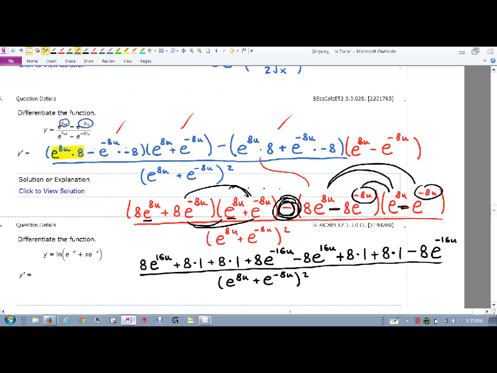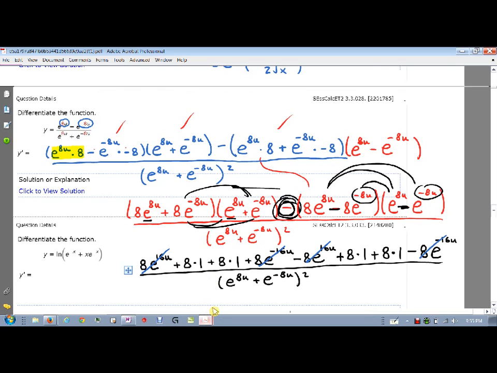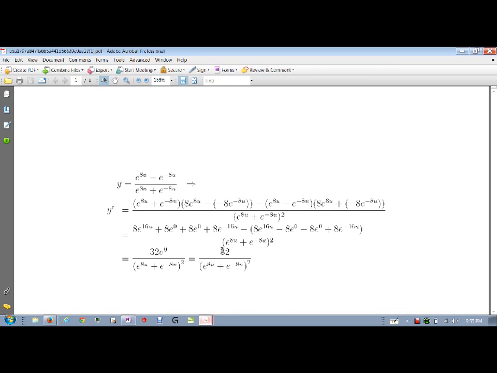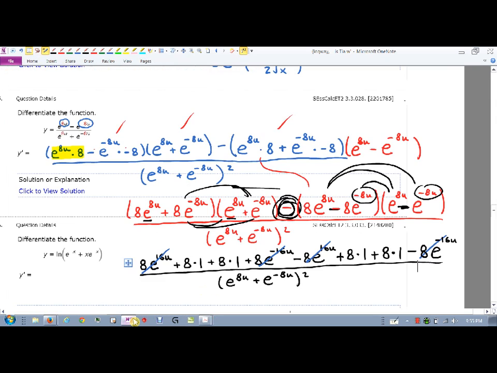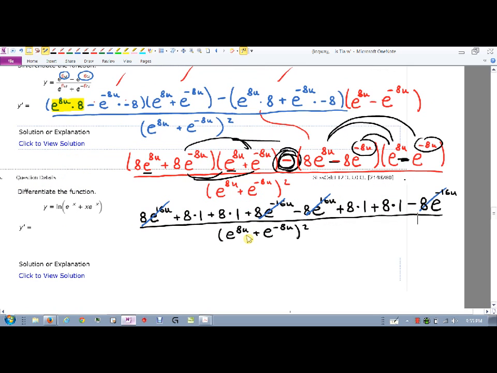Okay, what happens here? This one cancels with this one. This one cancels with this one. And so I get 8 plus 8 plus 8 plus 8 is 32. If we go back and look at that solution, let me see where it is. Yeah, 32 over all that bottom squared right there. Yuck, huh? All right, leave that there for a second. And then I'm going to erase it.